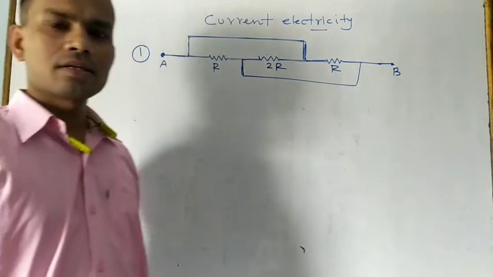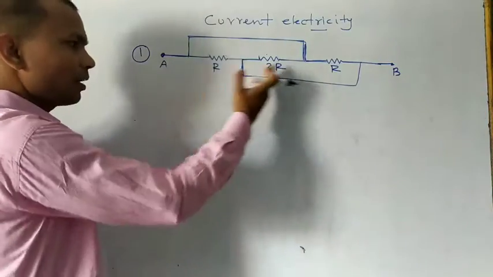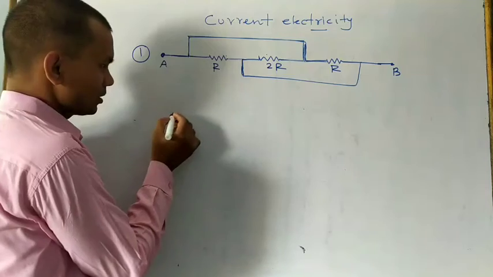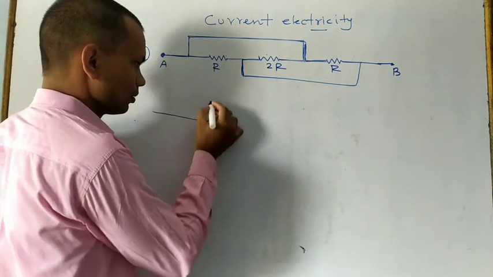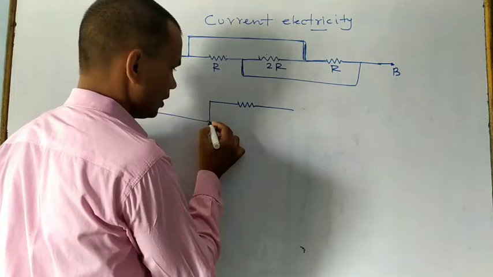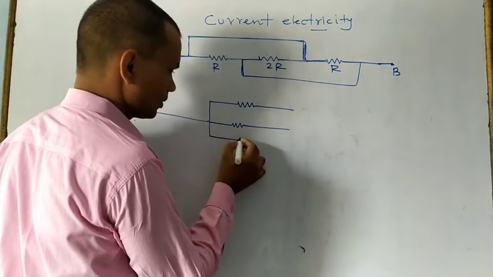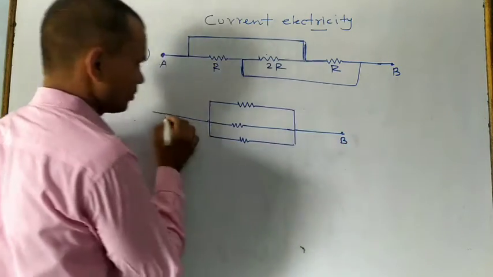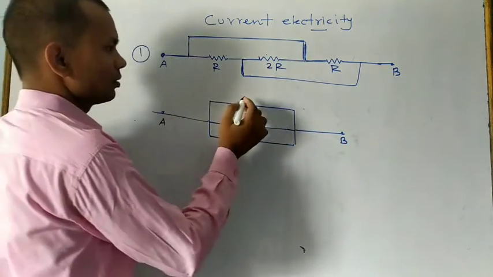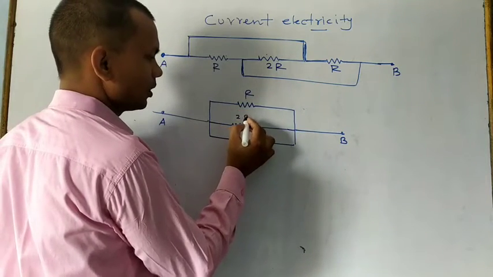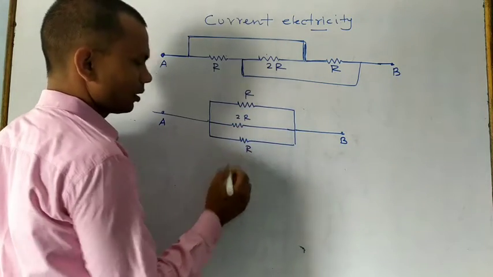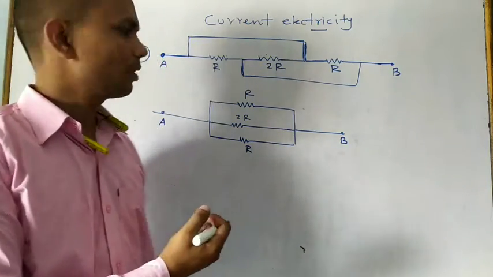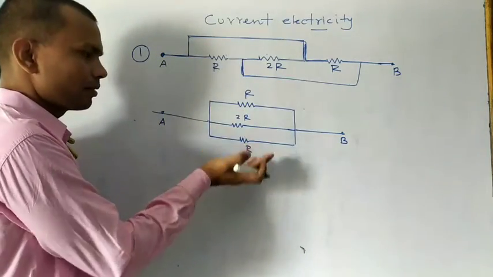So the equivalent circuit of this network we can make, because all three resistances are parallel to each other. The equivalent circuit we can make like that. This is the first one, here this is the second one, and this is the third one, right? And this is B, and this is A. This is R, this is 2R, and this is R. Now this is a very simple problem, all three resistors are connected in parallel.